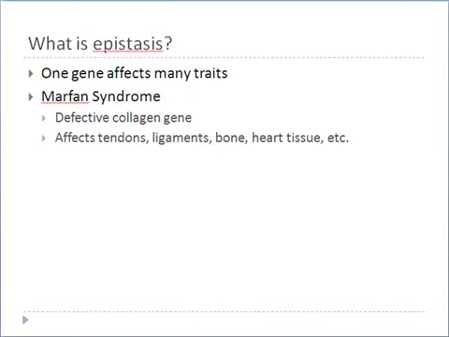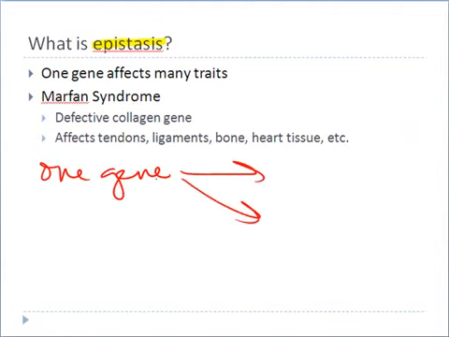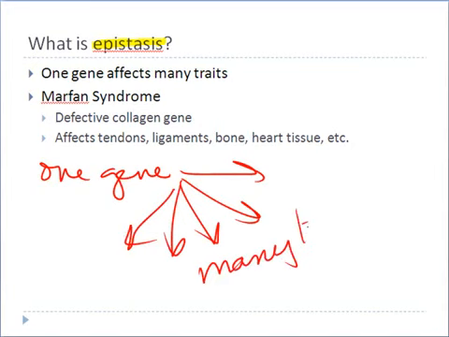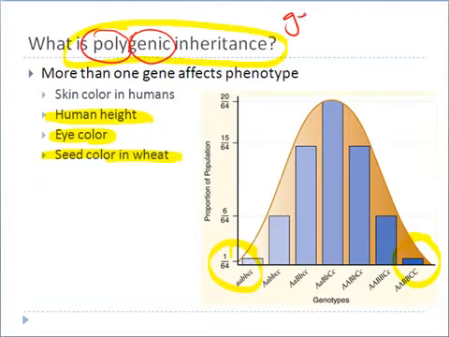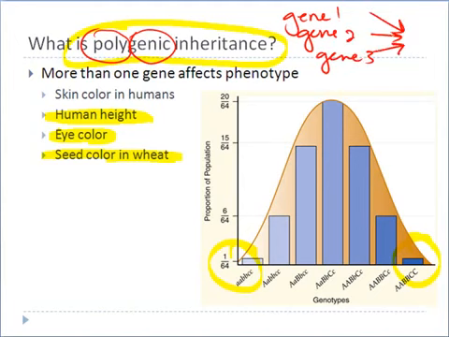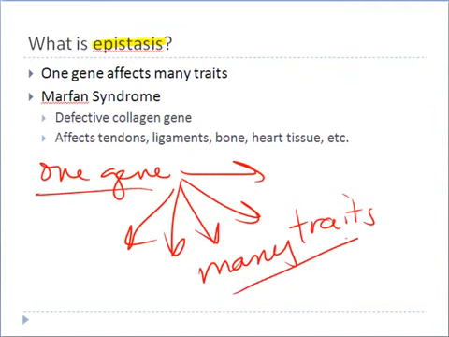One other thing, we can have the reverse happen. This is a process called epistasis. In epistasis, one gene affects multiple traits. Okay, before, on the last page there, we had several genes, gene 1, gene 2, gene 3, all contribute together to determine one trait. Now we're doing the reverse. Now we have one gene affecting many traits.